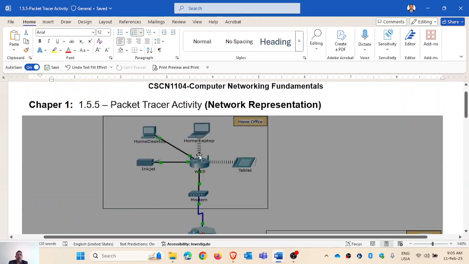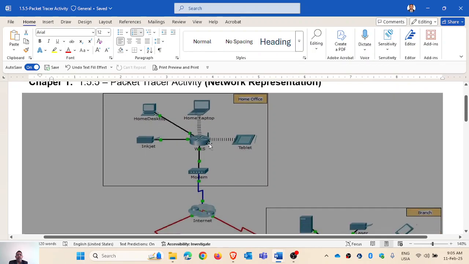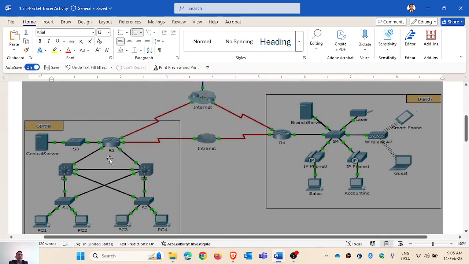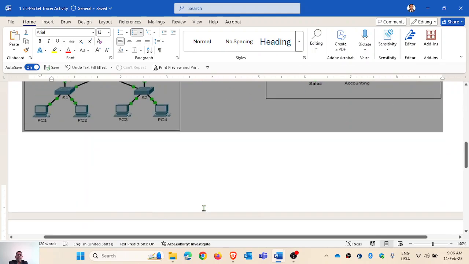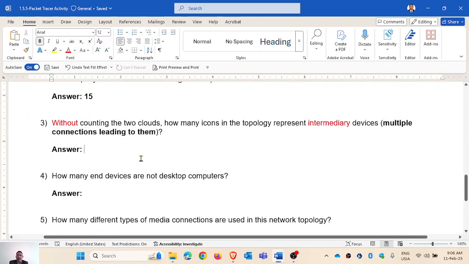See, we'll count one by one. So this is an intermediate device. How many? This has multiple connections. So now we'll count one by one. 1, 2, 3, 4, 5, 6, 7, 8, 9, 10, 11. Total how many? Total 11 intermediate devices. We have to write the answer 11.